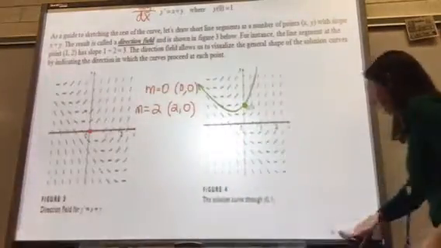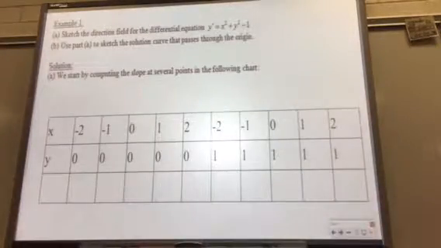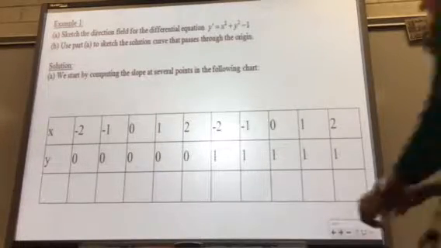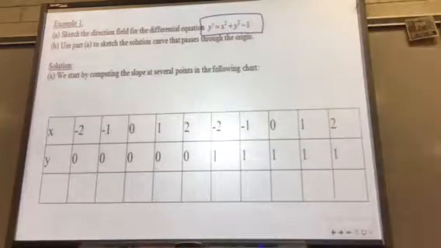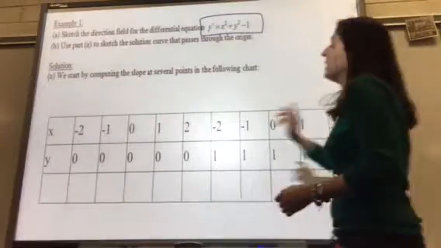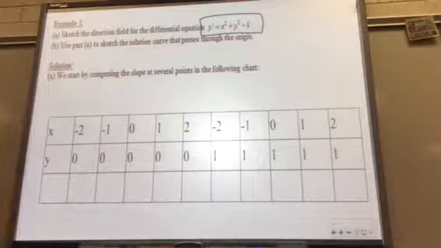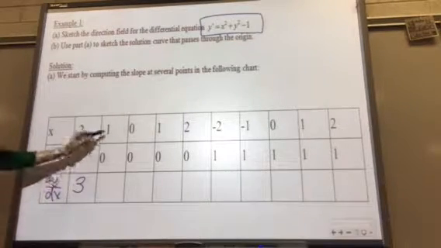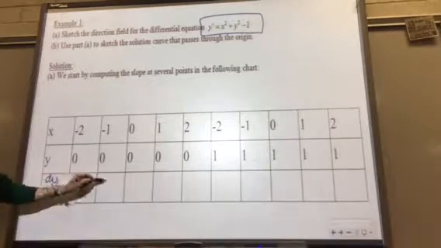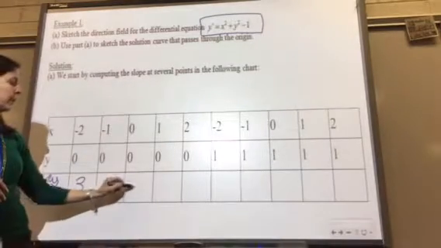All right, so following your guided notes, right underneath, I have a very long and tedious table. But they've given me a differential equation that looks like this. And they want us to find the slopes. Well, if my point is negative 2, 0, what is the slope at negative 2, 0? 3. What is the slope at negative 1, 0? 0. What is the slope at 0, 0?